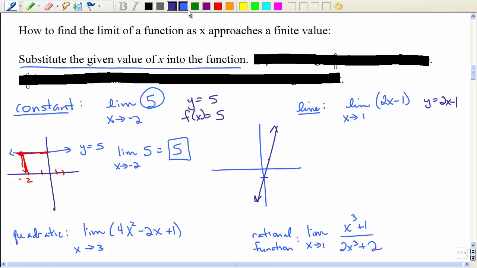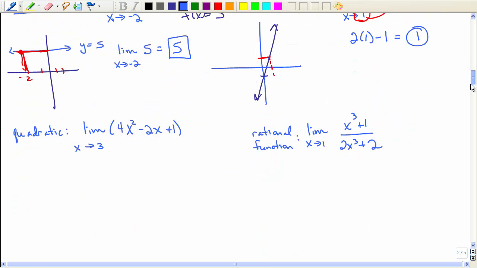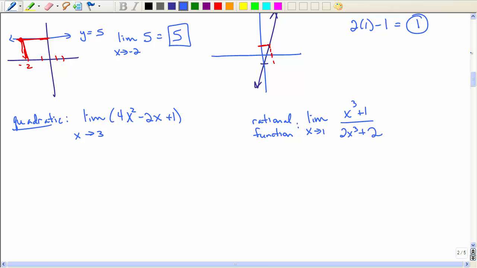And so as x approaches 1, right, when x is 1, what is the y value? Since there's no holes or anything, the easiest way is just to plug in, again, substitute the given value of x into the function. So 2 times 1 minus 1 is 1. That's the limit. Alright? A quadratic is a parabola. There's no jumps or holes or anything.